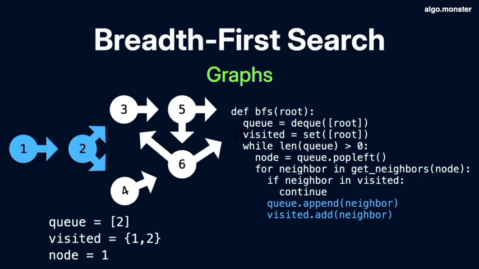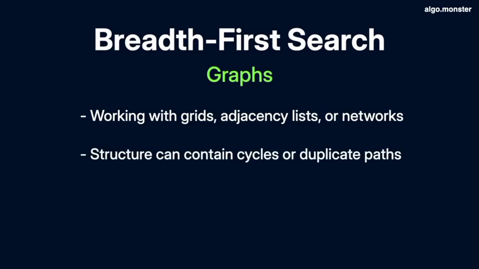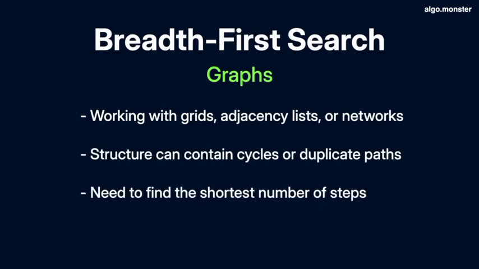The key move here is when we mark nodes as visited. We do it when we enqueue them, not when we process them. That way, we avoid adding the same node more than once. Use this version when you're working with grids, adjacency lists, or networks. The structure can contain cycles or duplicate paths. You need to find the shortest number of steps or minimum moves. You're exploring possible states in puzzles, games, or logic problems.